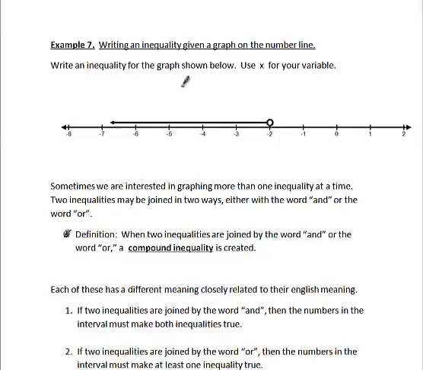Example 7, write an inequality for the graph shown below. Use x for your variable. Okay, so now we're just doing the same problem except in reverse. We're going backwards. We start with the number line and we want to work our way to the inequality. So let's write x first, and then we'll check which number we are comparing x to. Well, we're comparing it to -2, so I'll write that off to the side.